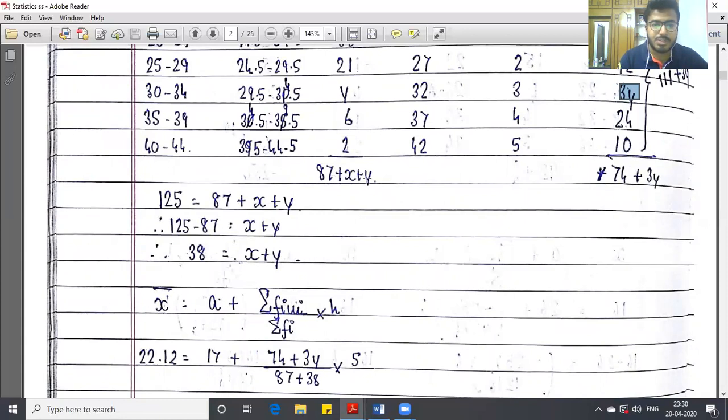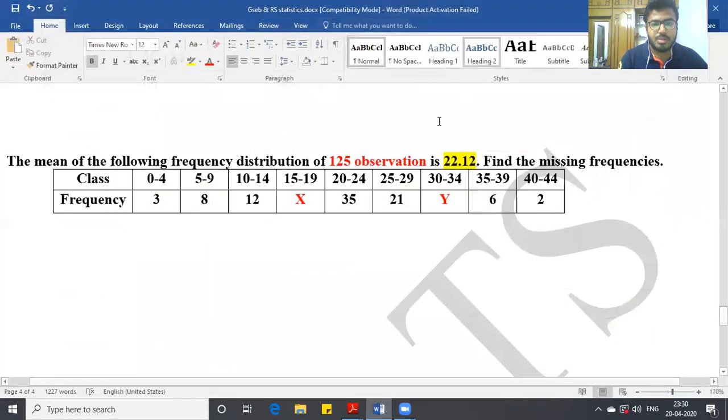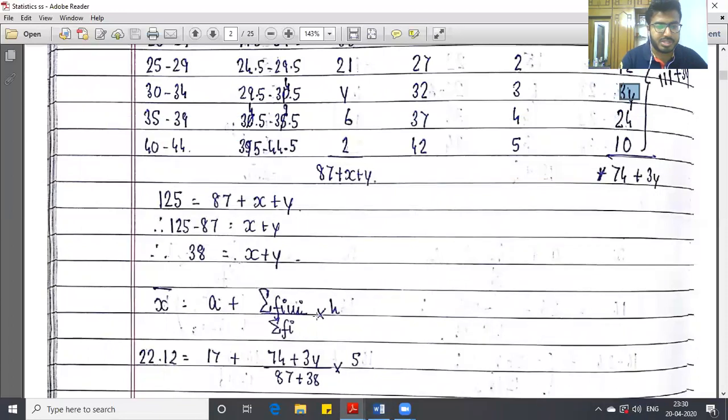87 plus x plus y, x plus y we took as 38. So 87 plus 38 is equal to 125. And the h value, as we mentioned, any upper limit minus lower limit, you'll get the value as 5. And x bar is already given in the question, 22.12. Mean is 22.12. We are getting the value from the question itself.